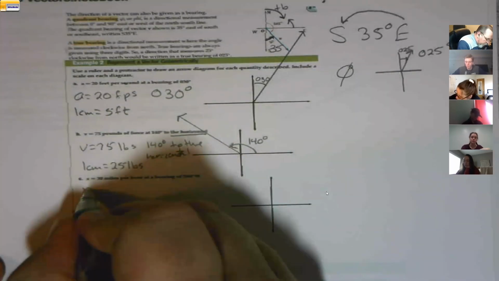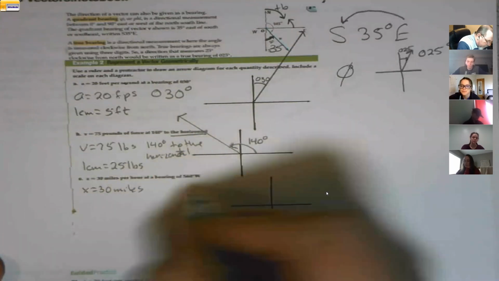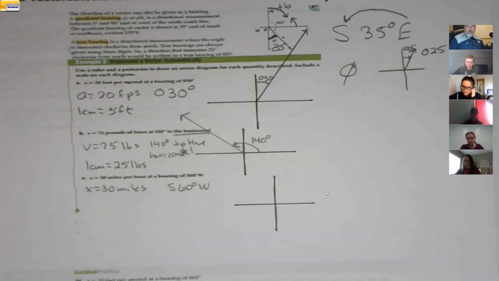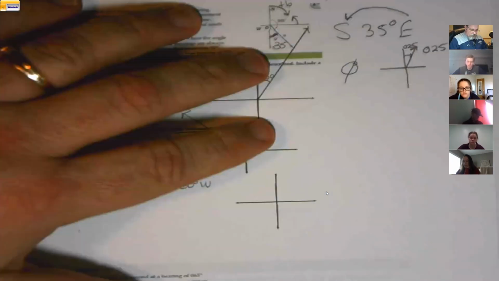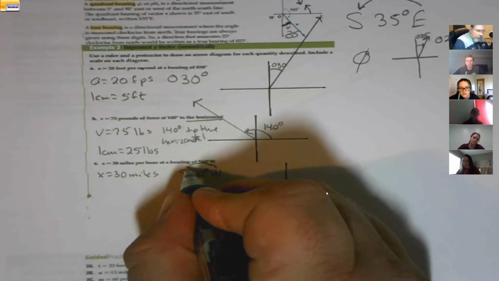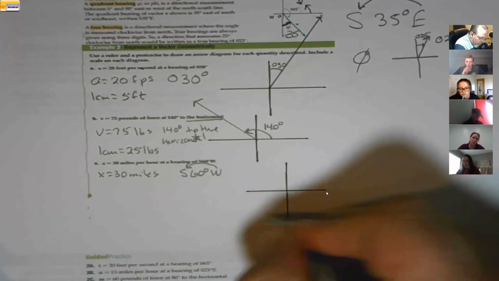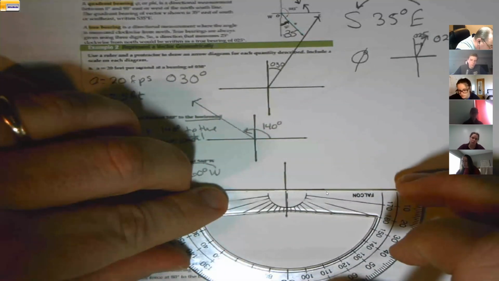This says X equals 30 miles at a bearing of south 60 degrees west. This is probably one of the more confusing ones to figure out. But I try to read it backwards. So it's 60 degrees on the west side of south. So if I go to south and I want to be on the west side, that's to the right. So 60 degrees from the South Pole, in other words. Another way to put it, I guess.